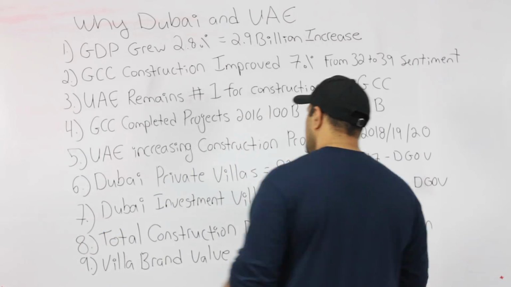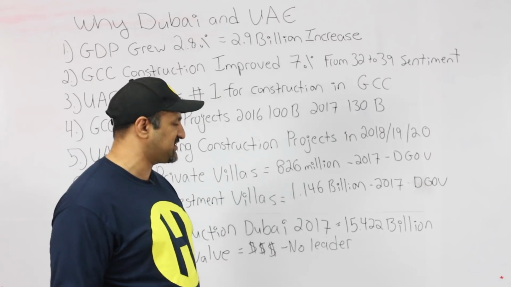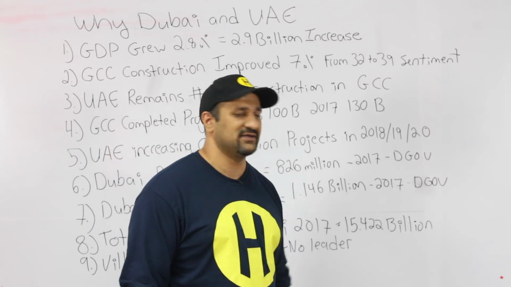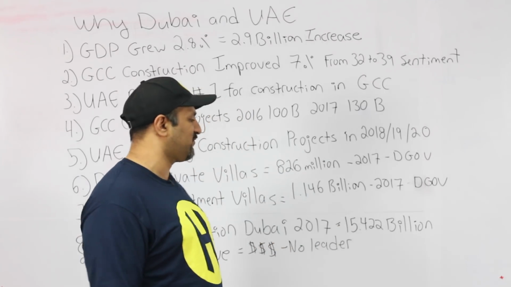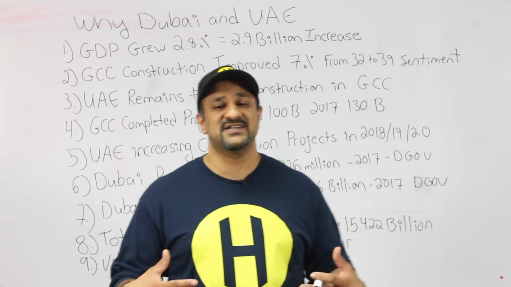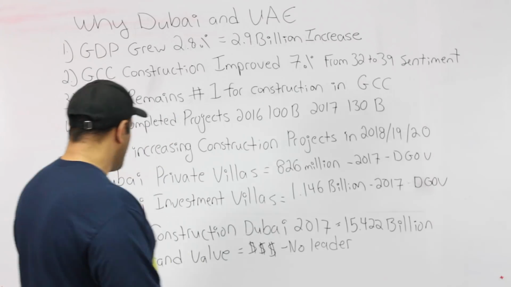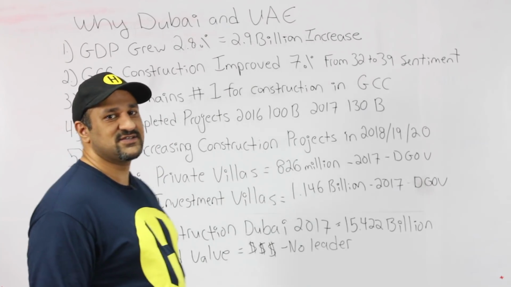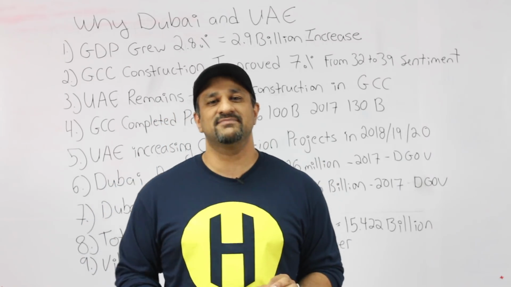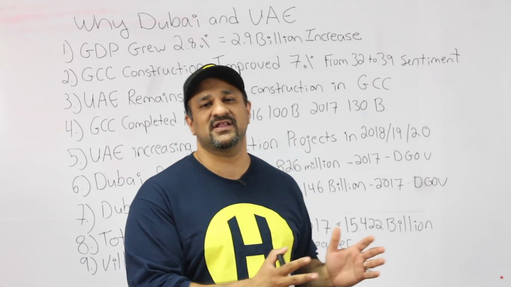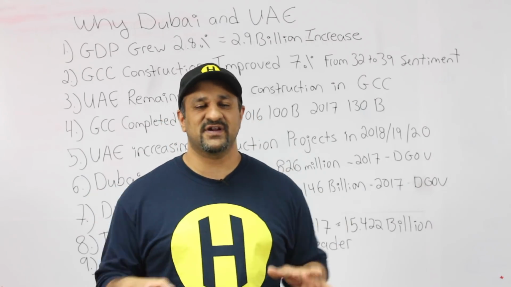Now, in point number 8, total construction in Dubai in 2017 was 15.422 billion. This is in dollars. So you can see how 2 billion out of that 15.42 billion is a serious amount of money being invested into these villa projects. Then we have number 9, and this is where there's a real game changer. There is no brand leader when it comes to villa projects, whether for private clients or for investments. There's a mix of different contractors.